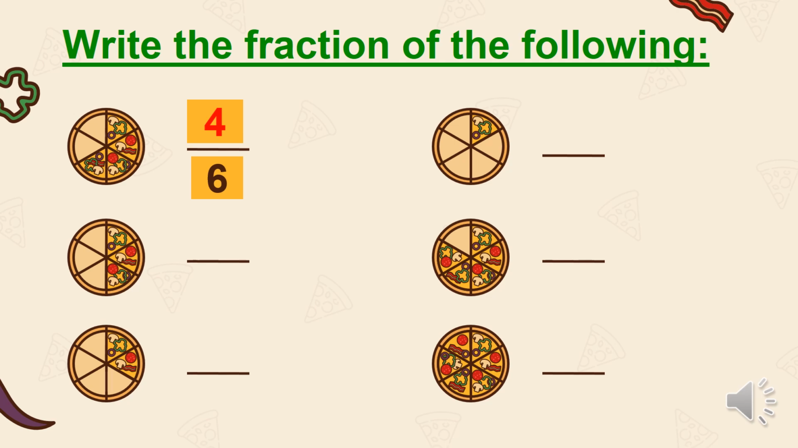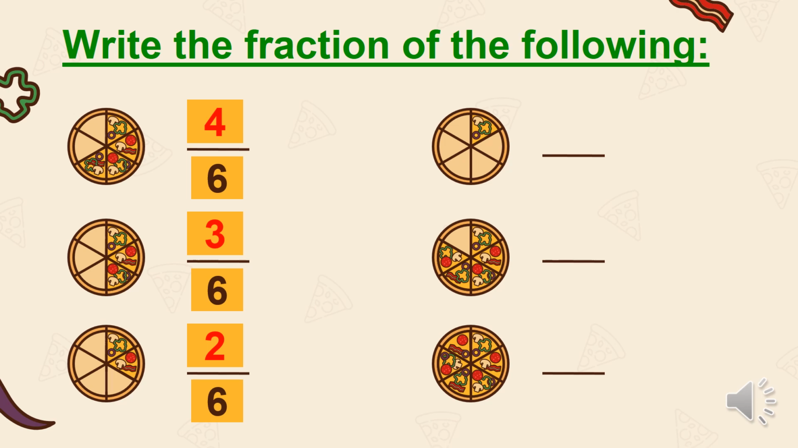Next, total parts here are 6. How many color parts? 1, 2, 3. The fraction is 3 over 6. Next, total parts here are 6. How many color parts? 2. So the fraction is 2 over 6.